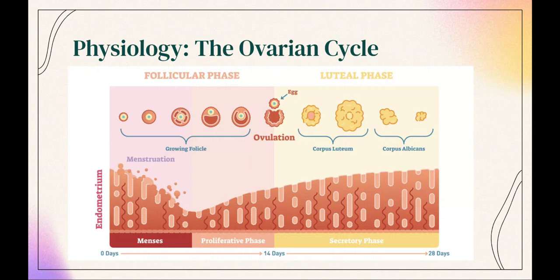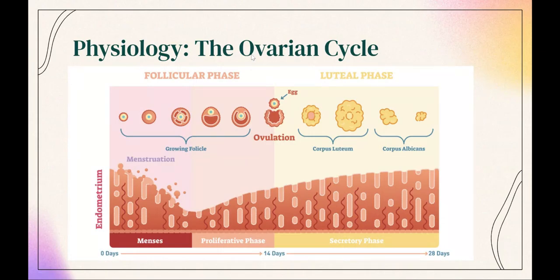The ovarian cycle is divided into 2 phases. Now, I hate that they always give you a 28-day cycle because it's a misleading picture. A normal ovarian cycle can be anywhere from 21 to 35 days. It starts on the first day of menstruation.